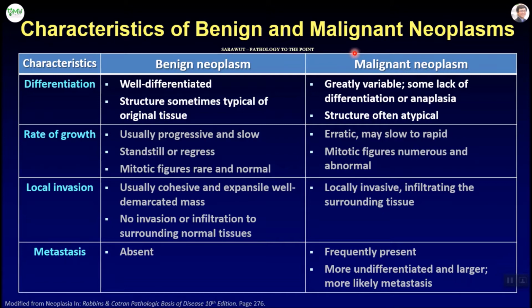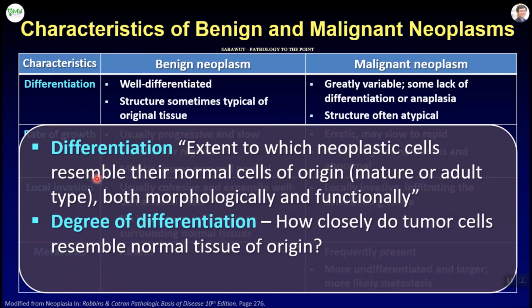We can categorize them into benign and malignant on the basis of certain characteristics as you see here, including differentiation, rate of growth, local invasiveness, and metastasis. First, take a look at the differentiation. Differentiation refers to the extent of morphological and functional resemblance of parenchymal tumor cells to corresponding normal cells.